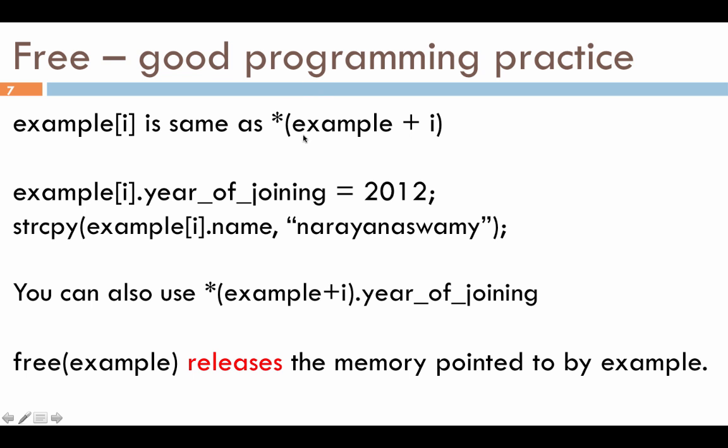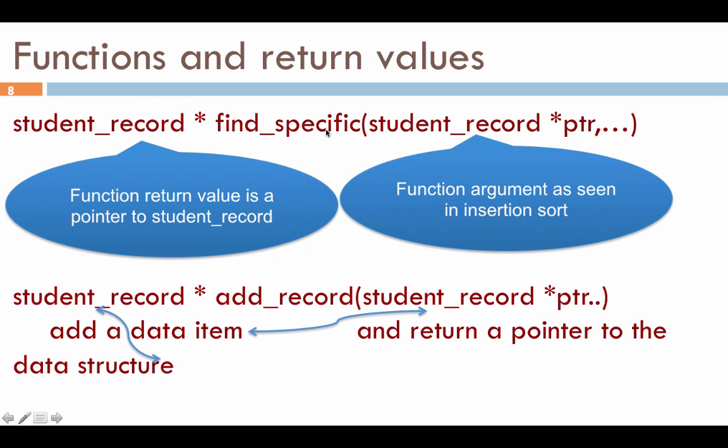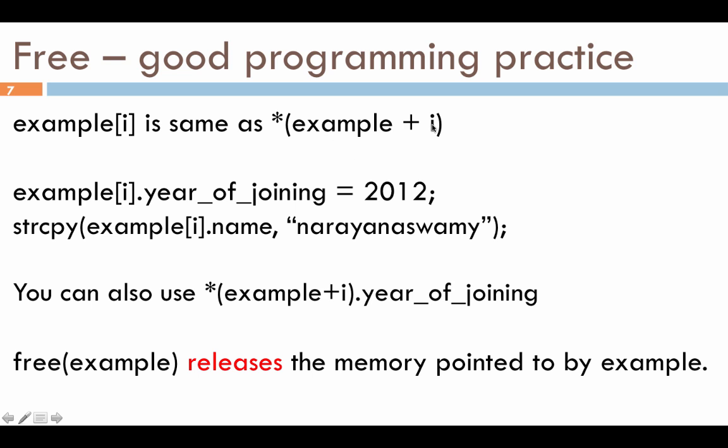It is the same as star of example, which is a pointer, plus I. This plus I says whatever example is pointing to, increase it by I units. I repeat, increase it by I units. How much is one unit? In this case, one unit is the size of your student record. So increase it by I units and look at the data item that address is pointing to. You have to program with this to be able to feel more comfortable, and I encourage you to do this.